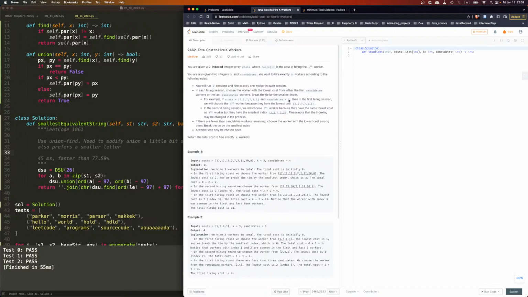For example, if cost is this, candidates is 2. Then in the first hiring session, we will choose the fourth worker because they have the lowest cost. In the second hiring session, we will choose the first worker because they have the same lowest cost as the fourth one, but they have the smallest index.